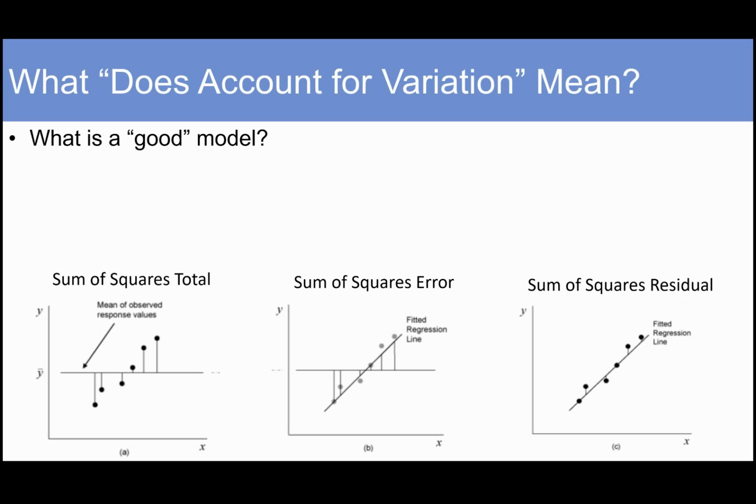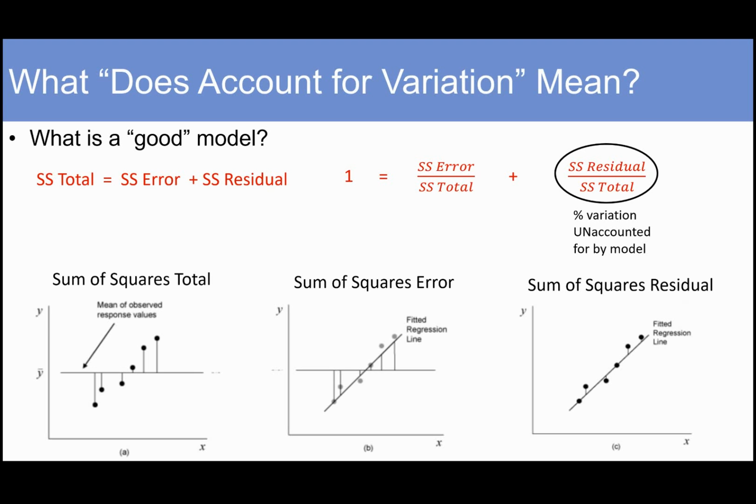So let's think for a second. When the model's really good, should this be small or big? This is the variation unaccounted for by the model. When the model's good, it should be small, right? So now if I take this relationship and divide by the sum of squared totals, this gives me the percentage of variation unaccounted for by the model. This is the percentage of the variation accounted for by the model, and that's actually what R squared is. Okay?